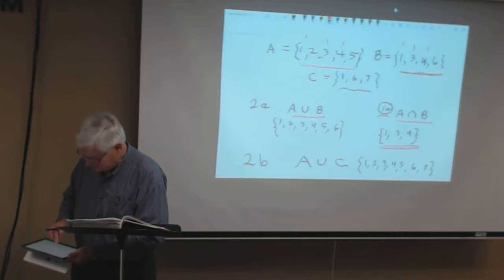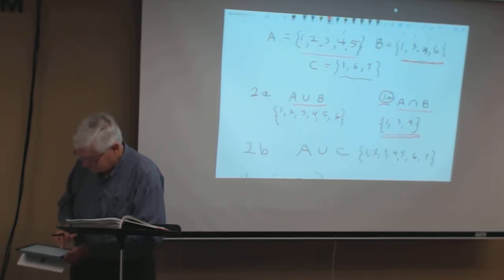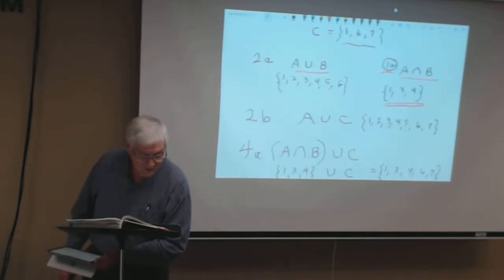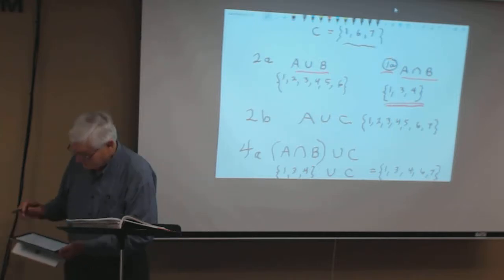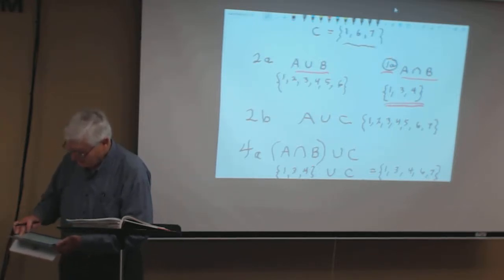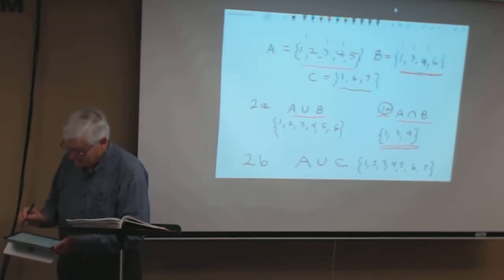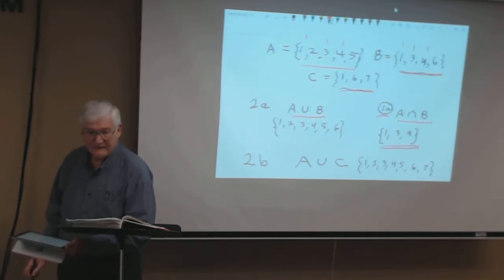So look at 2B. What does 2B say? What's the union of A and C? Okay, union means I put them together. Here's A, here's C. So what would I get if I put them together? I would get 1, 2, 3, 4, 5. And then I have the 1, so I'd have to add the 6 and the 7. Everybody see that?